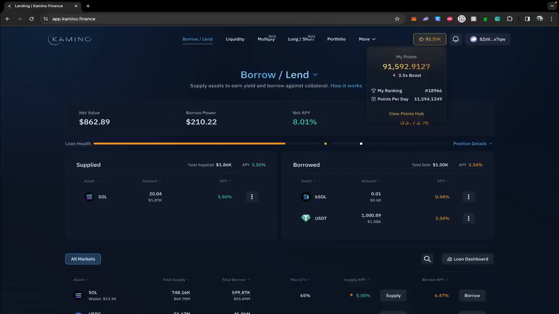Today's video is a follow-up from my original Kamino Finance video. As we have a functioning point system now and we know more about how it works, I'm able to share with you exactly how I'm personally utilizing features to boost my point eligibility.